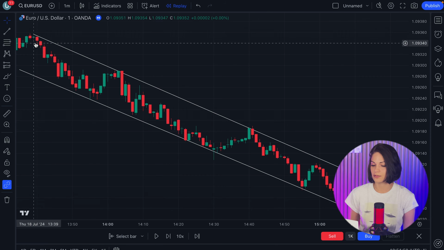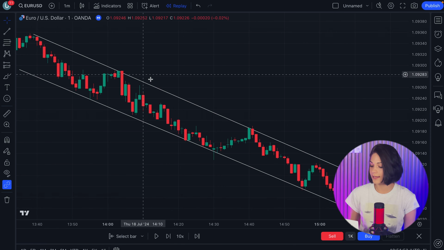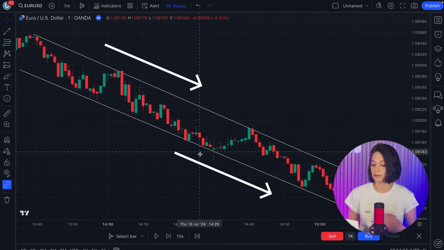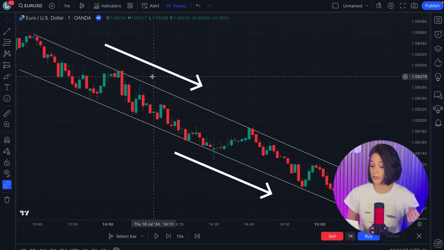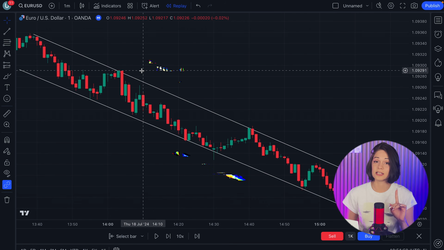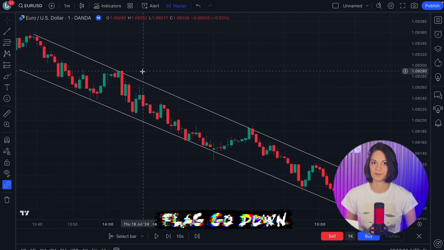The same thing can be used with the downtrend. Of course, you can see that our higher high is lower than the previous one, and the lower lows are also lower than the previous one. This is a downward trend, and this is a flag going down.